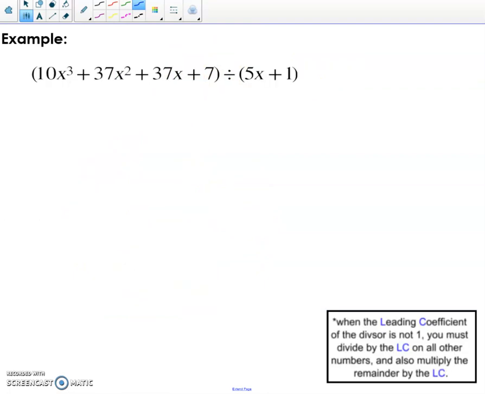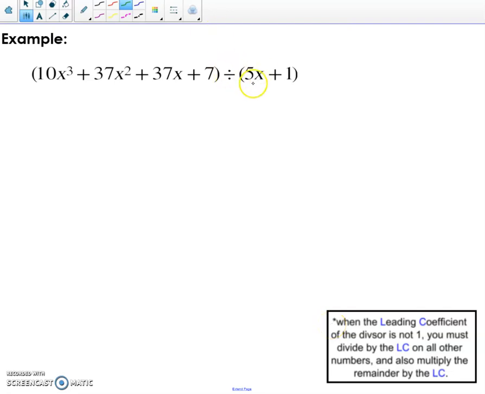Okay, the last example we're going to look at is when we're dividing by a linear that has a leading coefficient. So in the last two examples, it was just x plus or minus a number. But now we have a number in front of the x, and that's called our leading coefficient. So like I mentioned earlier, I would suggest doing this problem with long division. If you do it with long division, you're going to get the answer right away. If you want to use synthetic, which is fine, there's a couple of extra steps that you need to do, and that's in this box listed over here.